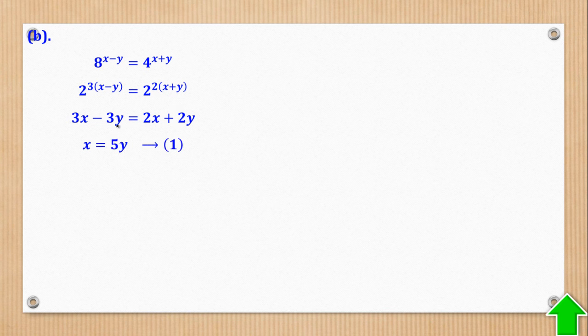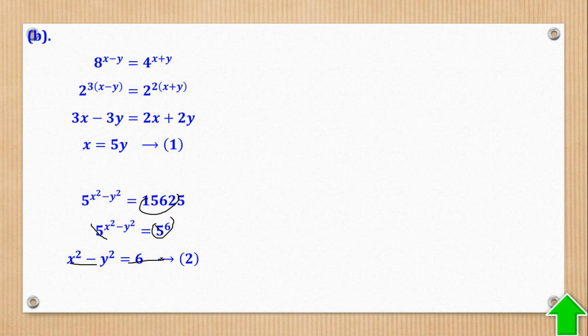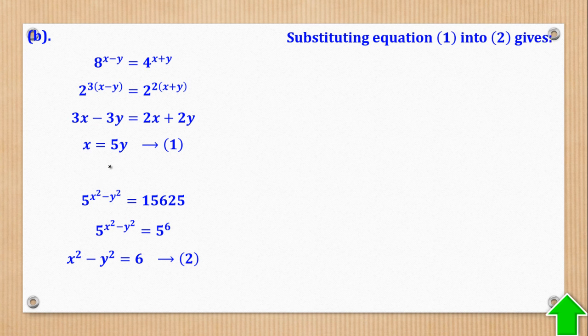Then you collect like terms. This goes this side to become 1. This comes this side to become 5y. That is equation 1. Then the second equation which was given was that. So this one, in indices, it is 5 to the power 6. Same base, you cancel them and remain with the powers alone. Those are 2 equations, 2 unknowns. So I can use the method of substitution by substituting equation 1 into equation 2.